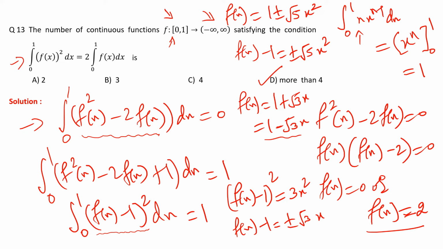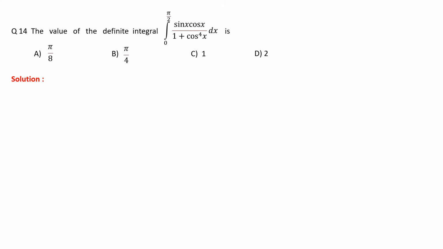Now we move to the next problem. Now this is the next question. It's a question based on definite integral. It's a nice problem. We have to evaluate the integral 0 to pi by 2 of sin x cos x dx divided by (1 plus cos x) to the power 4.